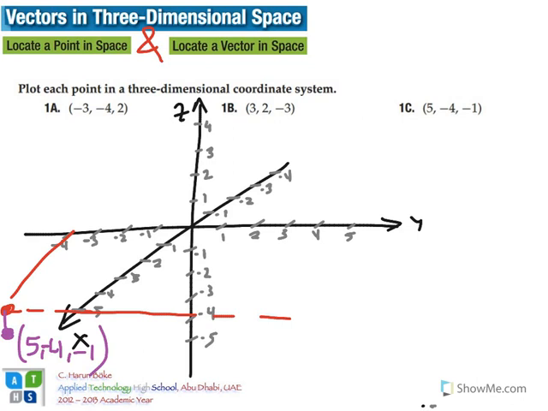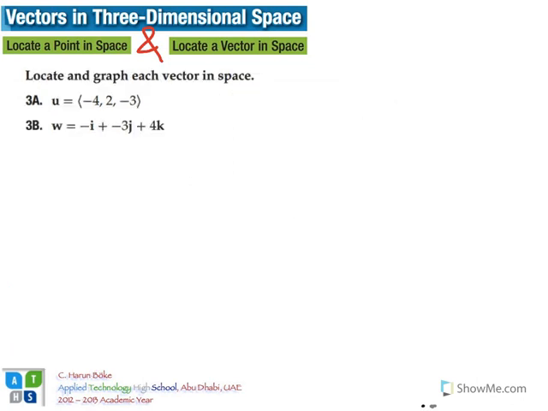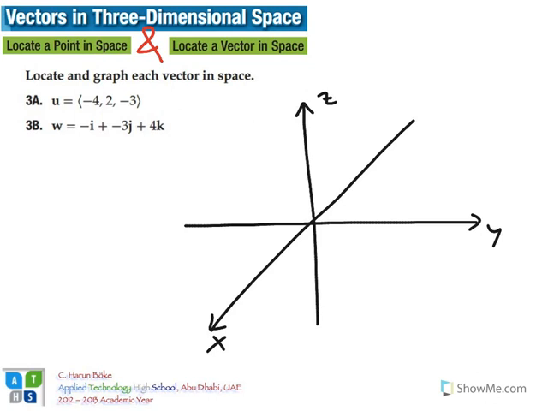So locating a vector is similar. When we find the point in the three-dimensional space, we are just going to draw a vector like that. Let's see how. The question says locate and graph each vector in space. In the first one it was given in component form, and the second one was given as a linear combination of the unit vectors. Now locating the point is the same. It is minus 4 for x, 1, 2, 3, 4, and 2 for y.